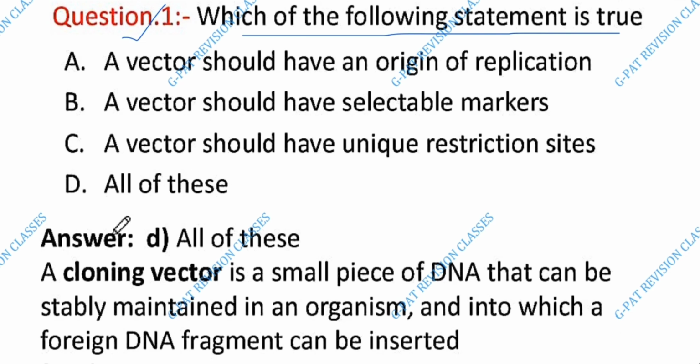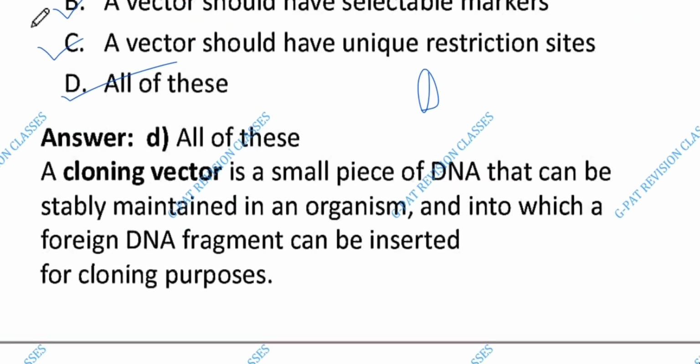ओके, फर्स्ट क्वेश्चन नंबर देखते हैं। Which of the following statements is true? कौन से इसमें ट्रू स्टेटमेंट है? तो सारे ट्रू हैं। D, all. A: a vector should have an origin of replication, B: a vector should have a selectable marker, and C: a vector should have a unique restriction site. The answer is D. कुछ explanation है.